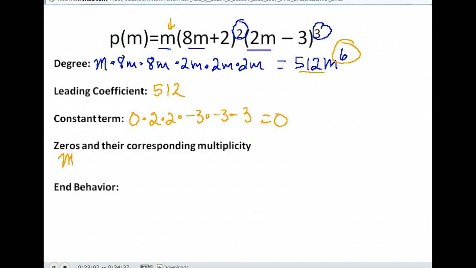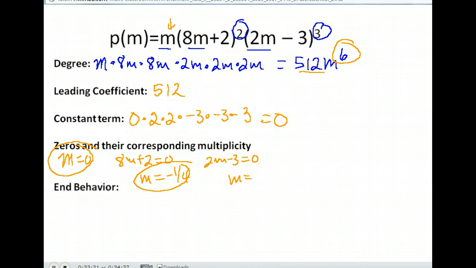Now let's find the zeros of the polynomial. So we set each of those factors equal to 0 and solve them. So I get m equals 0. m equals negative 2 divided by 8 would be negative 1/4. And m equals 3/2.